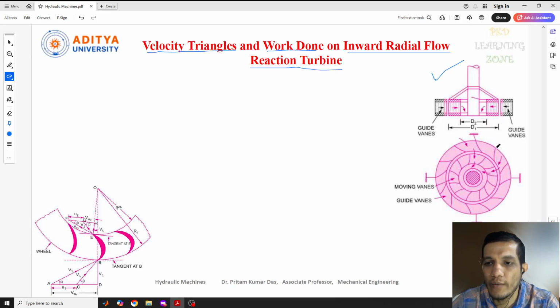see the water comes from the outside to the inside. That's why it is called an inward radial flow reaction turbine, and the water is moving radially. So actually this is the diagram you can see.